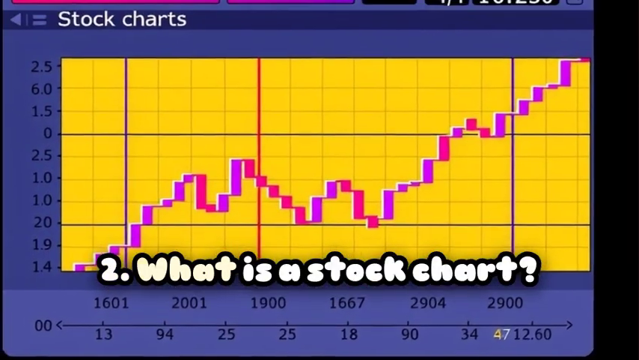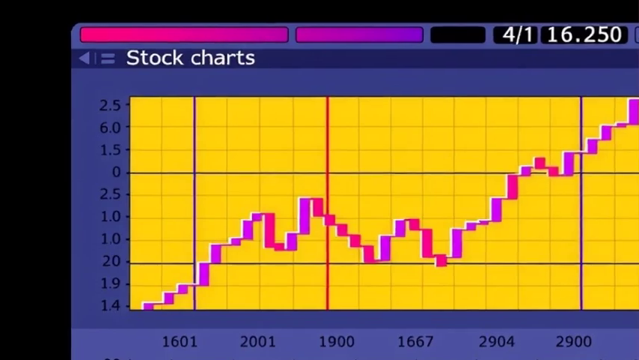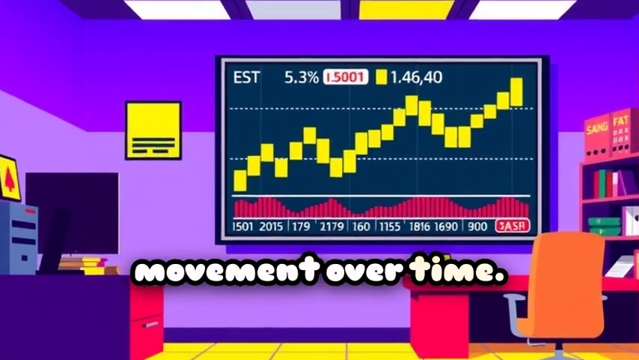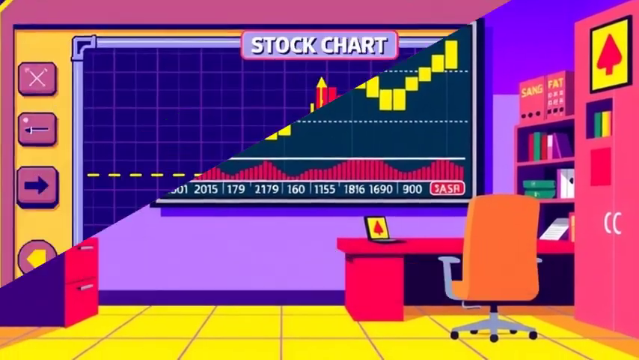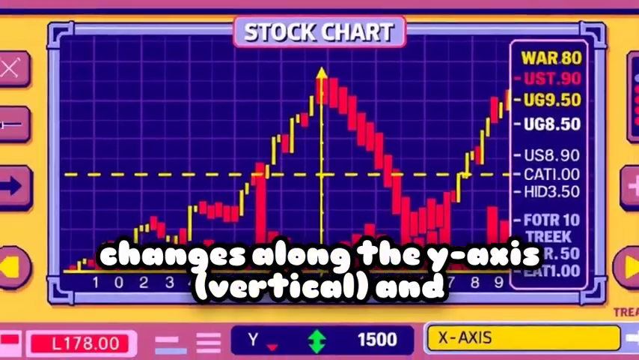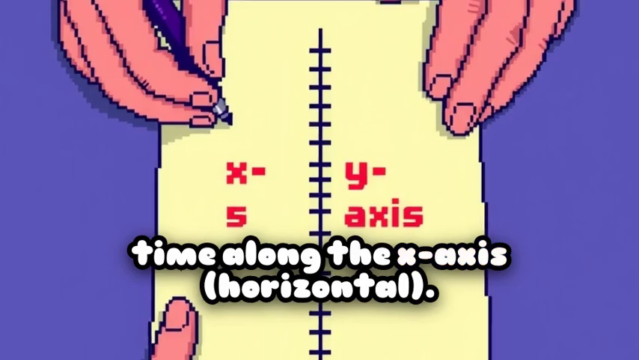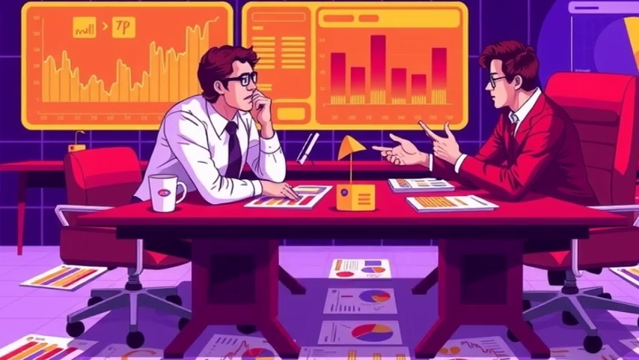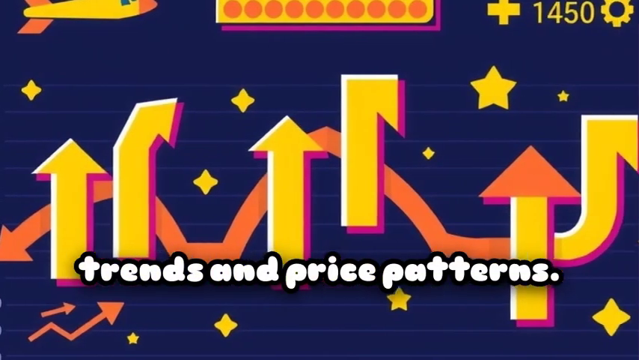2. What is a stock chart? A stock chart is a visual representation of a stock's price movement over time. It typically displays price changes along the y-axis, vertical, and time along the x-axis, horizontal. Stock charts help investors and traders analyze trends and price patterns.